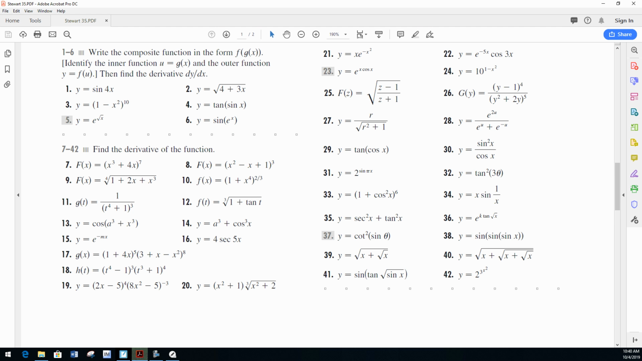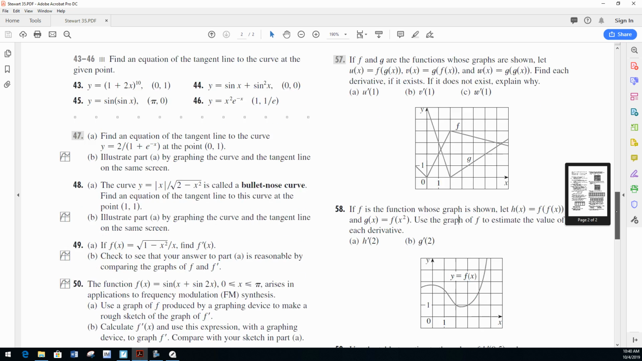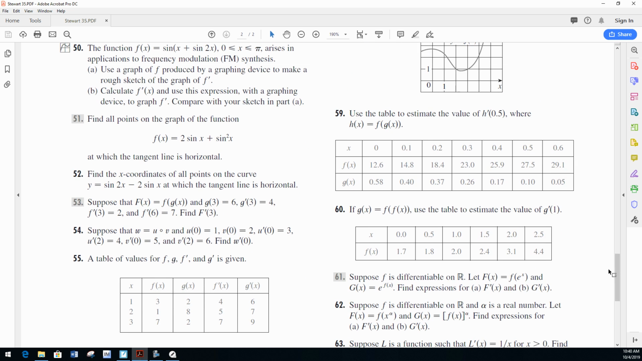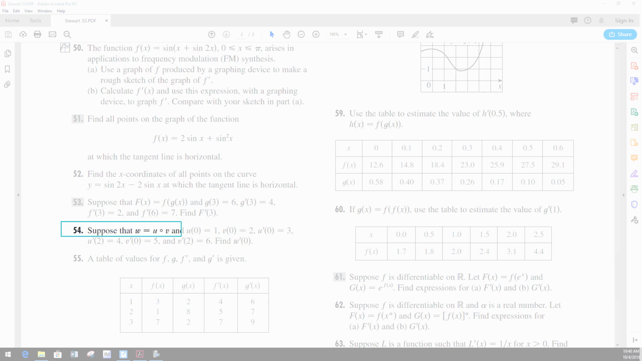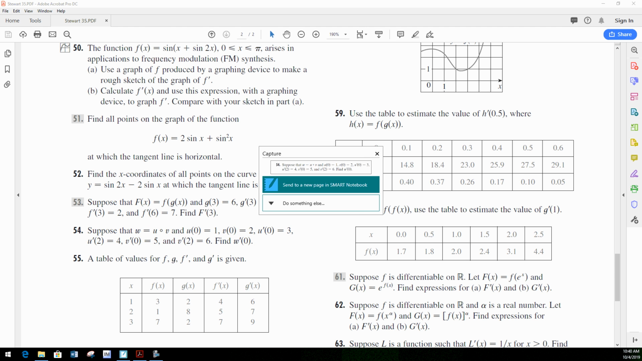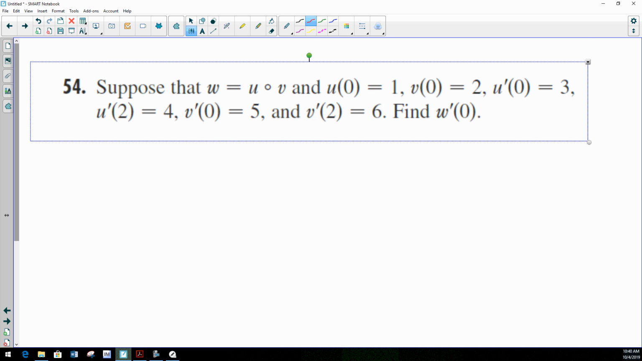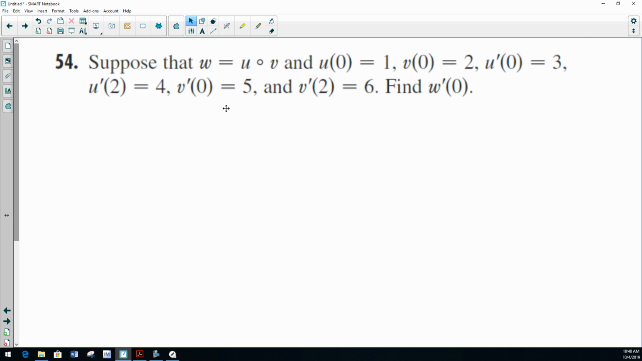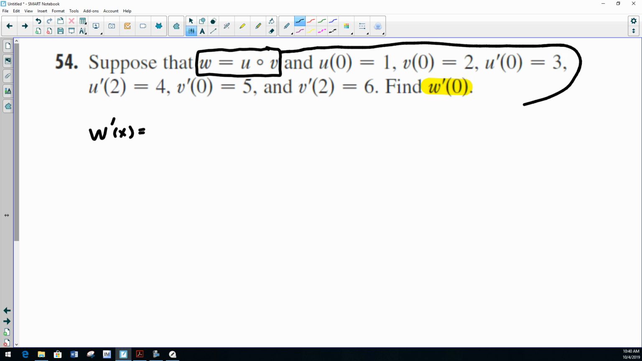So I'm going to start right here. They're asking for the derivative of w at 0, but I first have to find the derivative of w of x. And w is this, so maybe I have to explain this. W, u composite v, is really this. When you did composition of functions last year, the book does write it this way and this way.